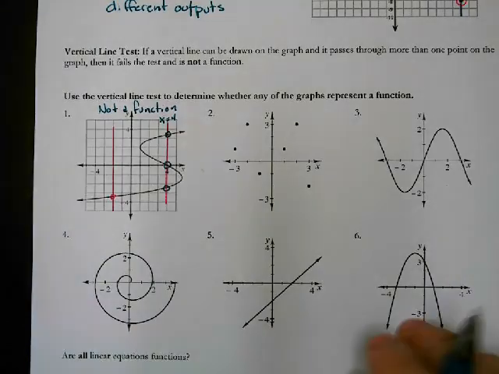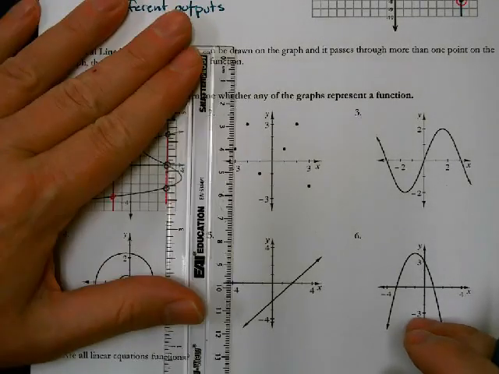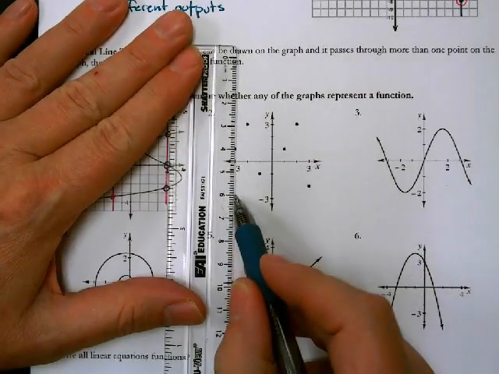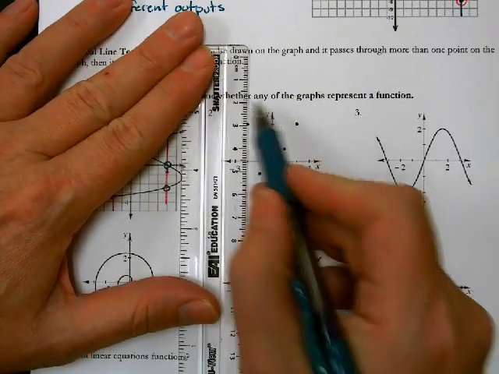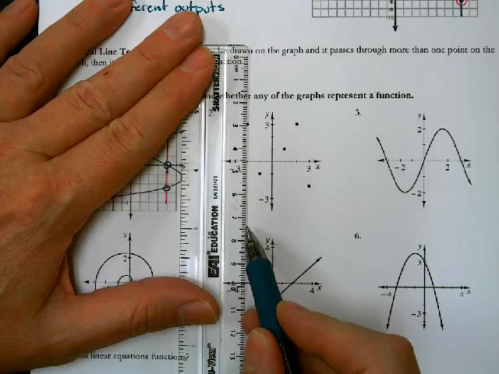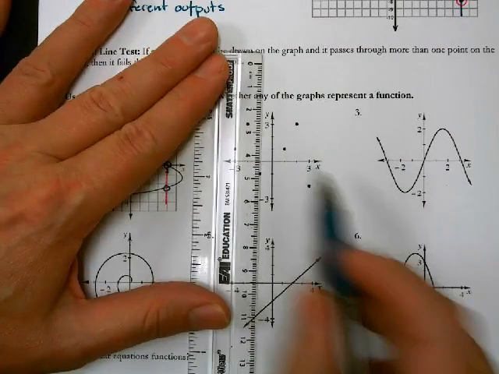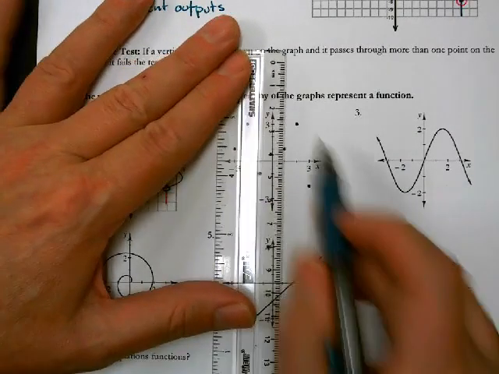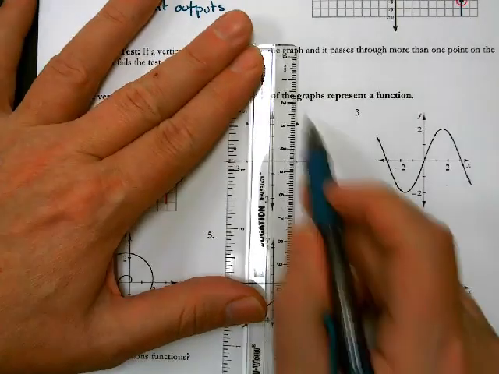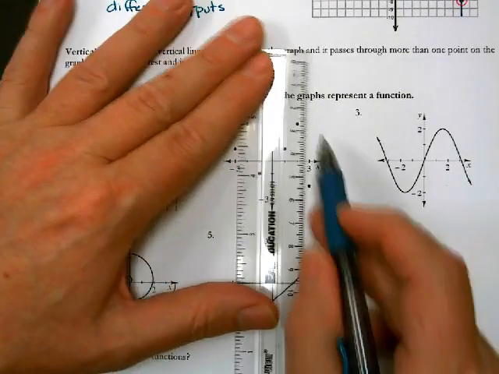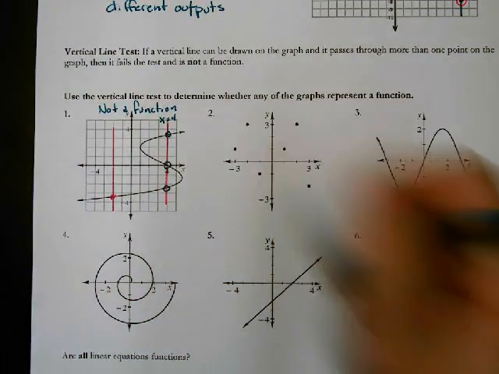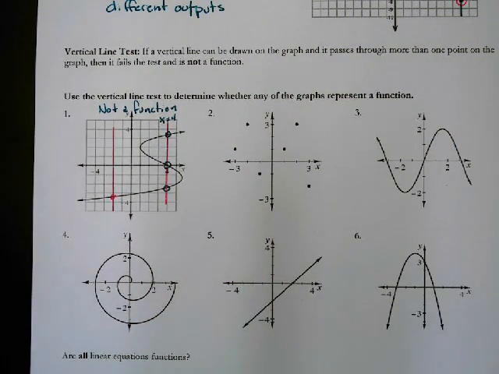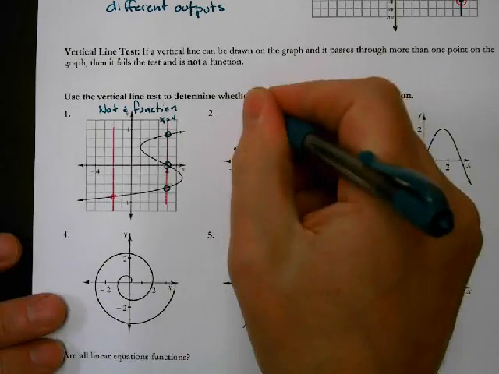Next one. I'll just use my ruler. Can I make a vertical line that passes through more than once? Nope, only passes through once. Can I make a vertical line here that passes through more than once? Nope, it's only passing through that point. Here, nope. Here, nope. Here, nope. Here, nope. Everywhere I go and try to make a vertical line, it only passes through once, which is what we want to see. That means this is a function.